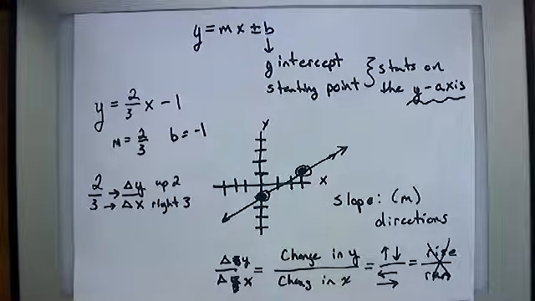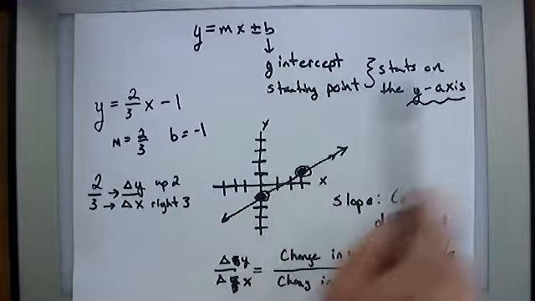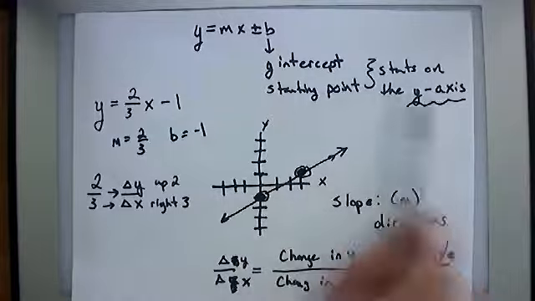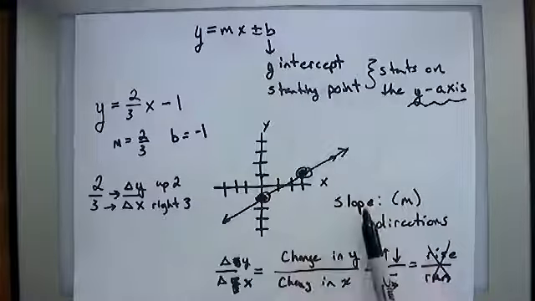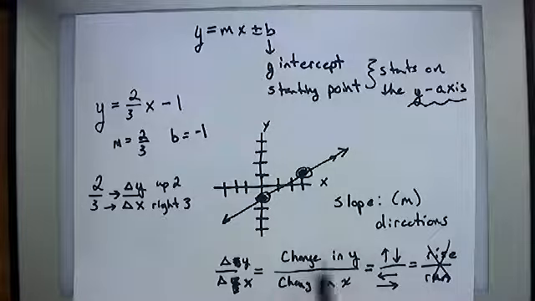So one more time, the B is the y-intercept, and that is the starting point. And it always is going to start on the y-axis. The M is the slope, which you can think about as the directions. The official definition for slope is the change in the y over the change in the x, which means, are you going up and down, or are you going left and right? If you want to call it rise over run, that's fine. Just be aware that they don't always rise, okay?